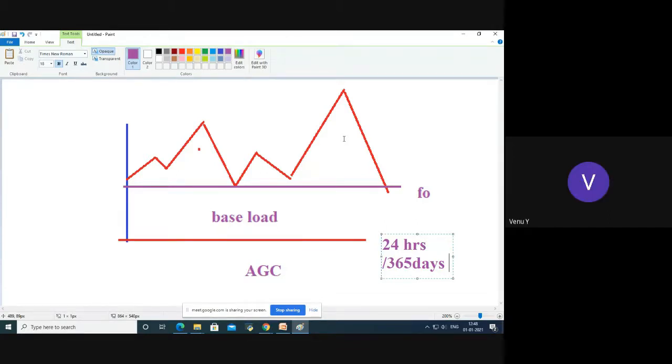Panduranga, Pavan, any questions? Are you following? Sai Kumar, Sanjana, Rohan, Sagar. Have you understood my point?